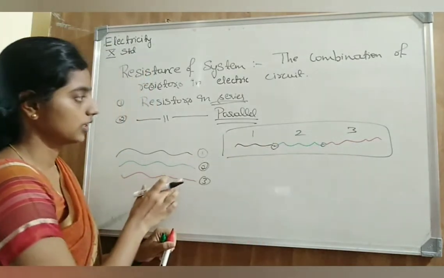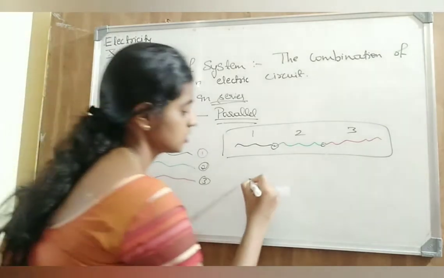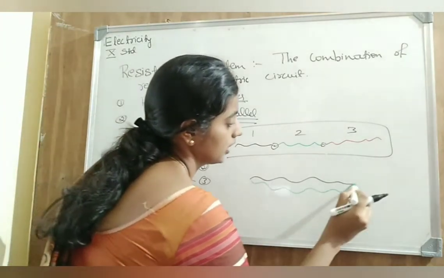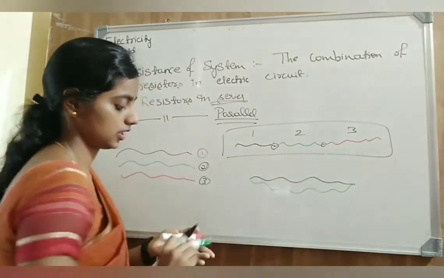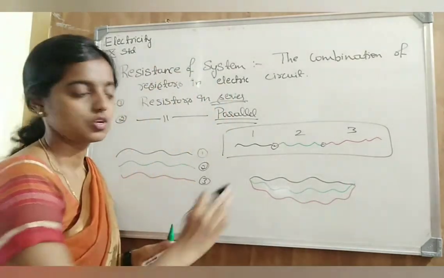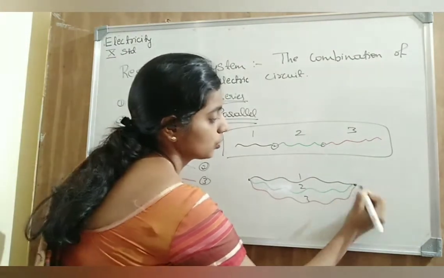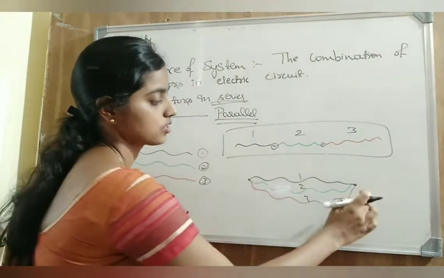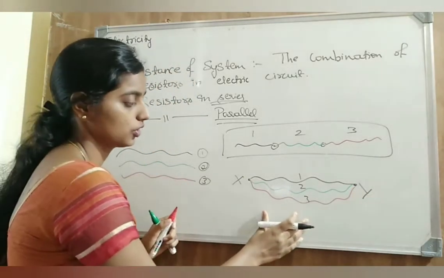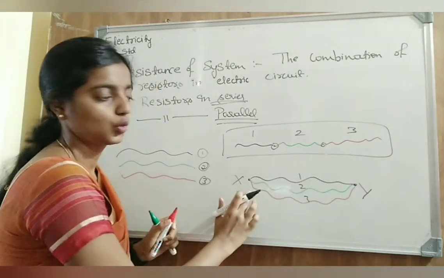Now let us see what parallel is. Again we have three resistors. The first resistor or wire is like this, and the second one is connected to the first one's terminals, and the third one again is connected to the same two terminals. So observe here, we have three resistors connected to the same two points or nodes, that is X and Y. Each resistor is connected to the same two points.